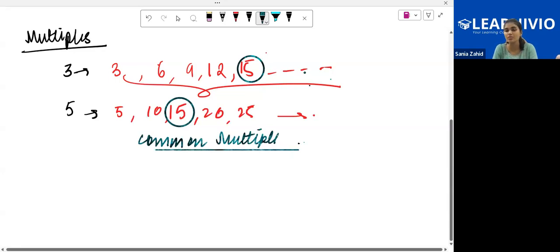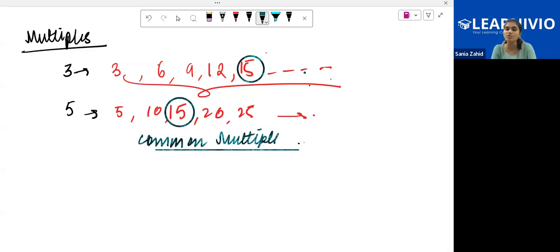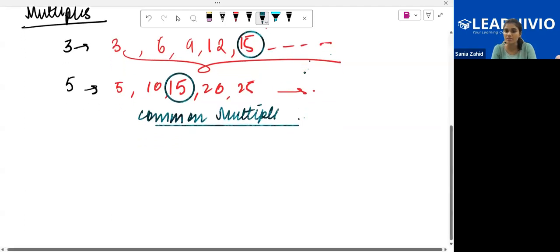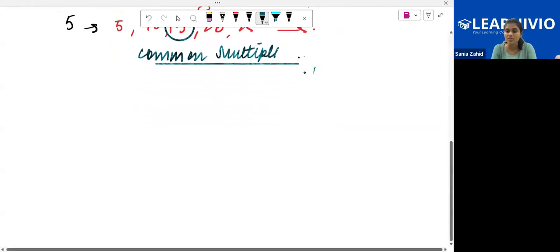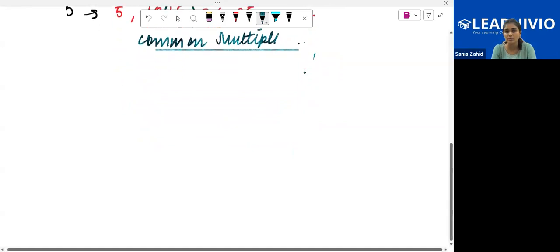Common multiples are basically those numbers which are the multiples of more than one number. They are common multiples, which occur in the table of more than one number.